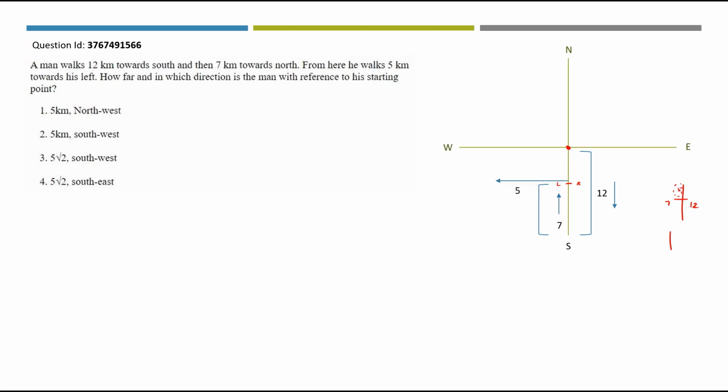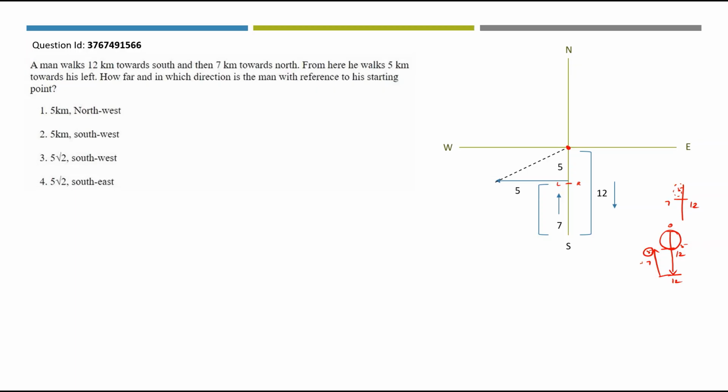A person is walking for 12 kilometers in the south direction. This is 12. From 0 to 12 we can take. From here he is walking again for 7 kilometers here. So if we take 0, this is 5, and from 5 if you add 7 you will get 12. If he is walking 7 kilometers north, then he is stopping at 5. So what is the remaining distance here? It is 5.